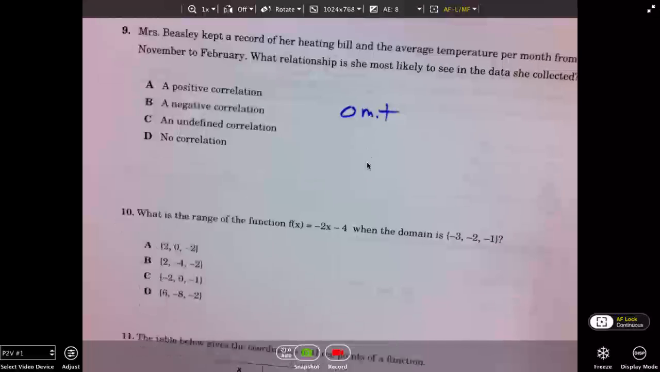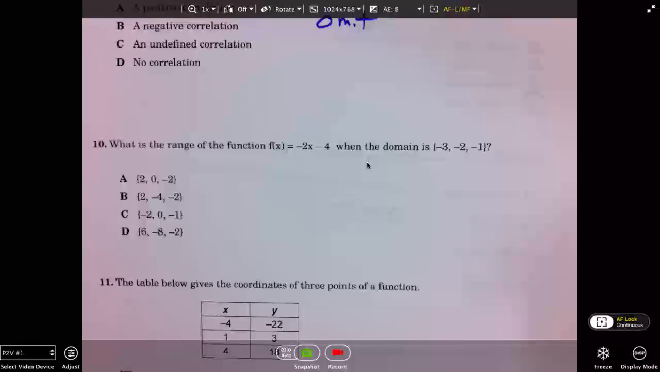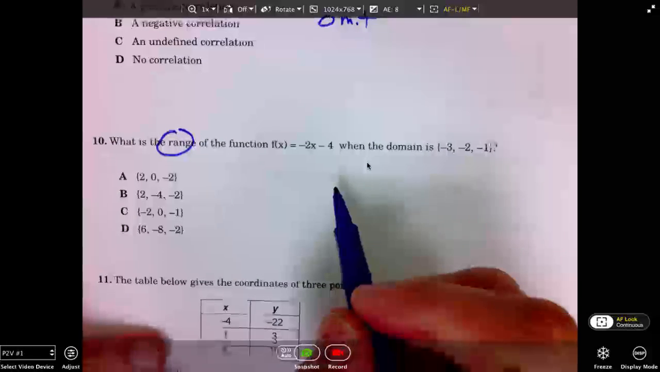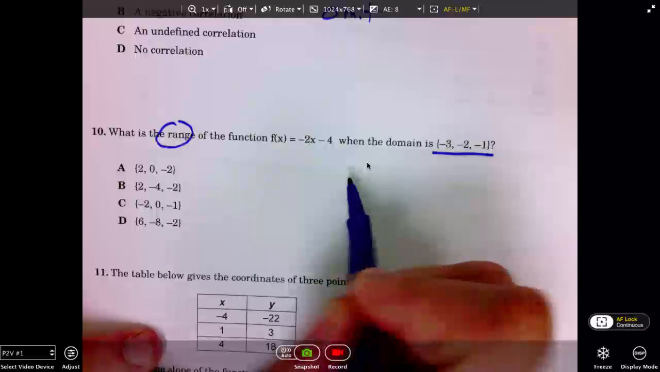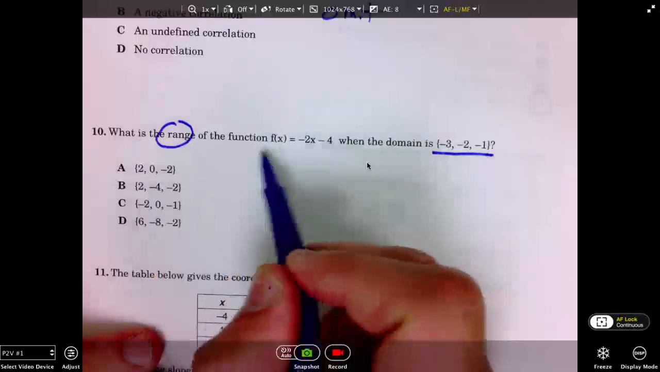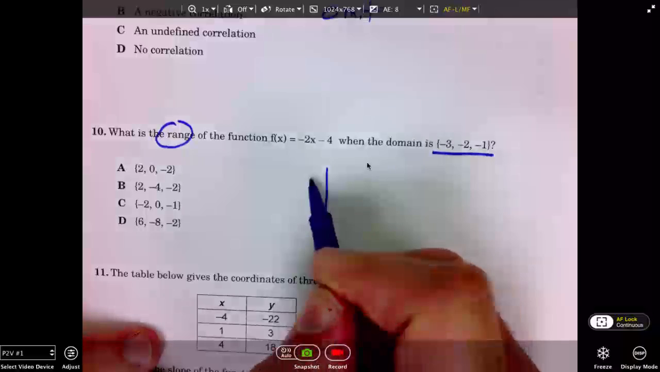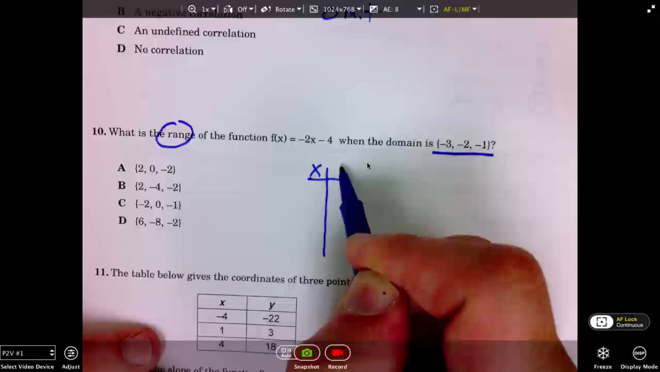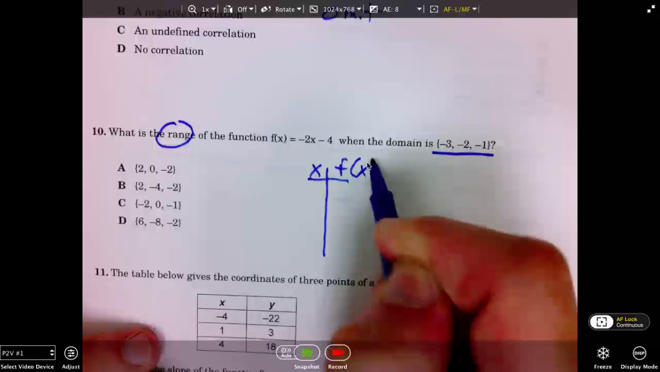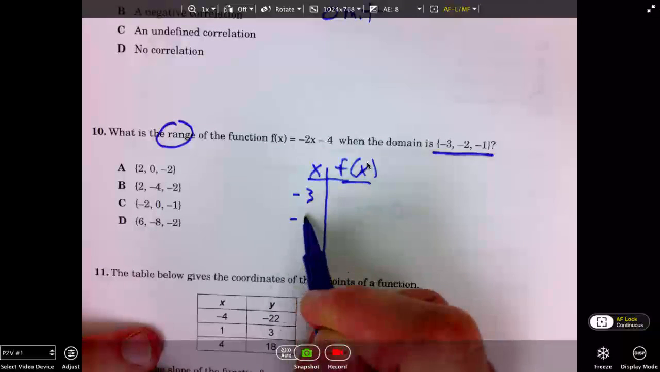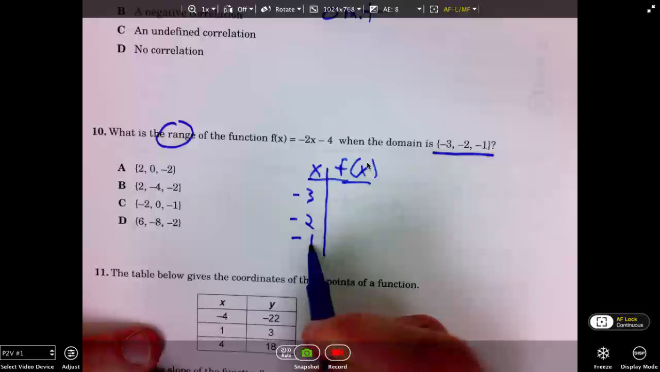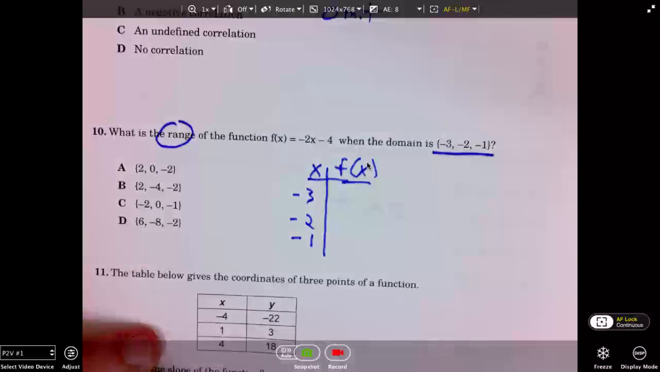Okay. Problem number 10. What is the range of the function when the domain is negative 3, negative 2, negative 1? Well, we know range is y, or in this case, the f of x. So, again, x and f of x. They're giving us these domain elements, negative 3, negative 2, and negative 1. We want to find the associated range elements.